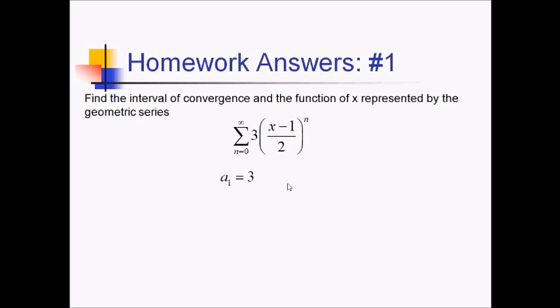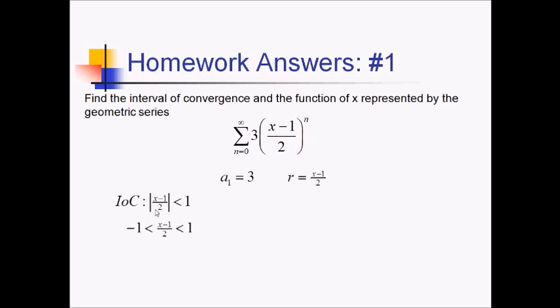For r, we have the thing that's being multiplied by itself over and over again. That's this (x minus 1) over 2. The exponent doesn't come with it, just the thing that's being multiplied. Now let's do interval of convergence first. So that's just going to be taking the r value, the absolute value of that, and setting that less than 1. And now we can rewrite this as negative 1 less than (x minus 1) over 2 less than 1.